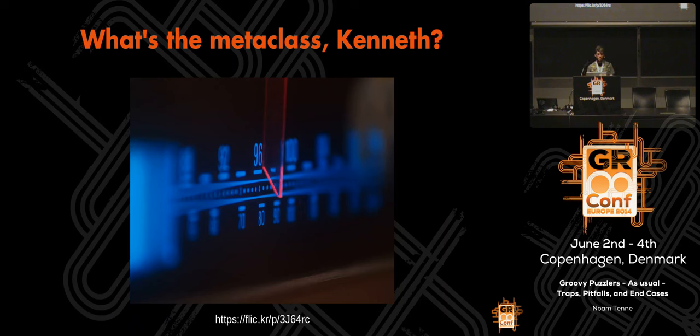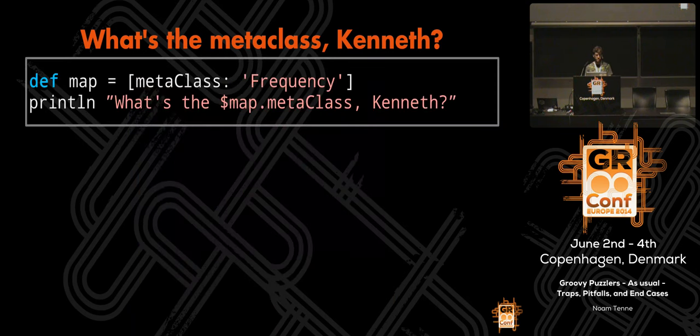So, back then, REM had a song called What's the Frequency, Kenneth? Maybe some of you remember it. Good song. What's the metaclass, Kenneth? What is the metaclass? Last map, I promise, no more maps. So I declare a key named metaclass, and I put my frequency in it, and now I'd like to print the metaclass of the map with the string inside. It would make up for interesting lyrics, I promise.